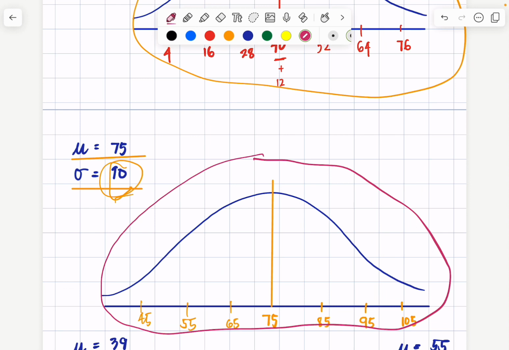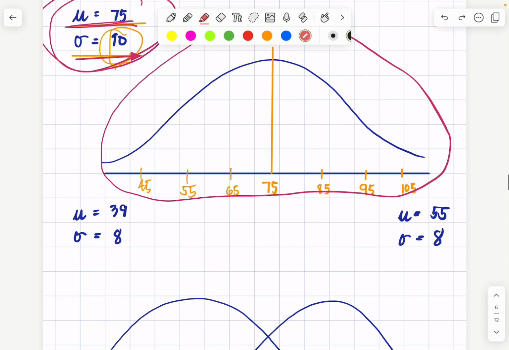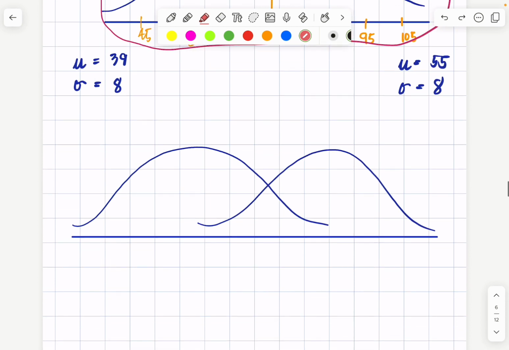So if you will be asked to draw or sketch a normal curve given aning mean and standard deviation, dinhi ra dayon ang step. Mao ra dayon ni ang imuang buhaton. Nasabtan? Okay. So how about if our data will be like this?